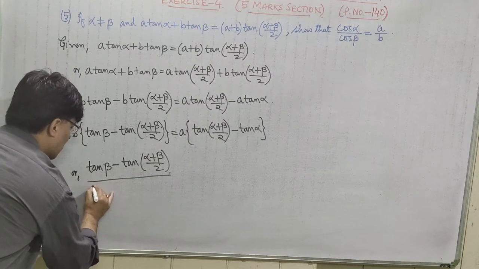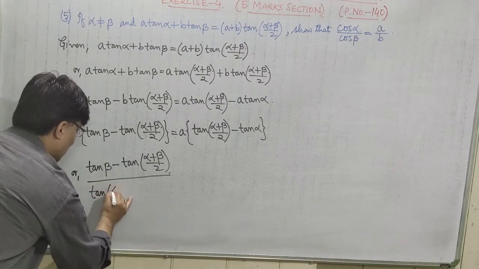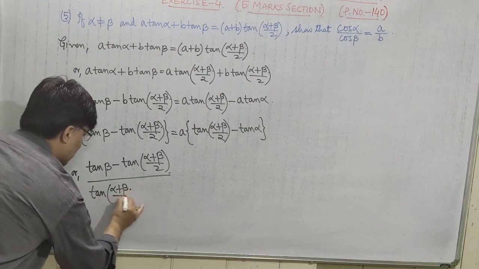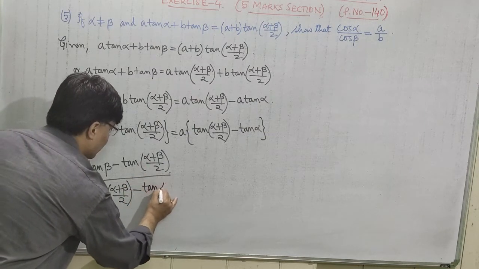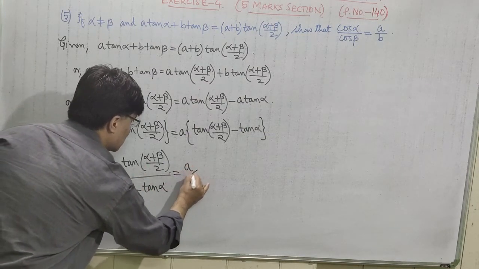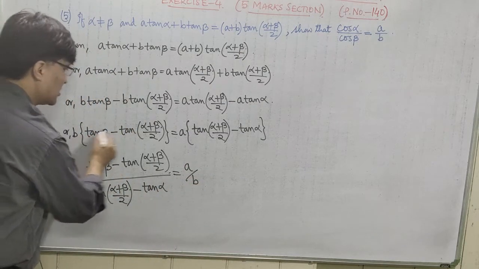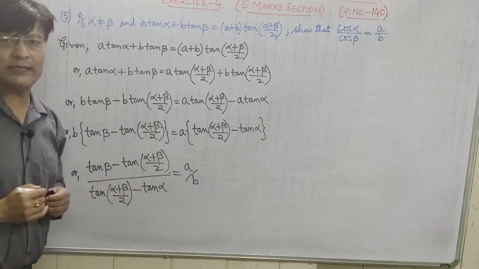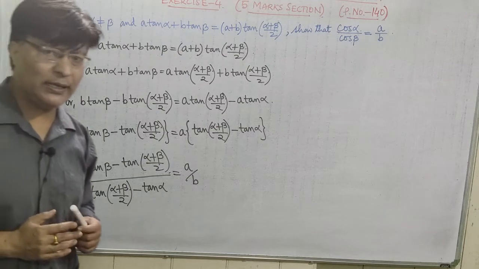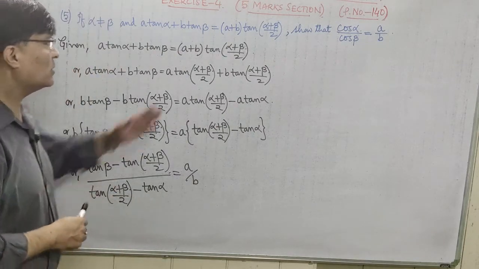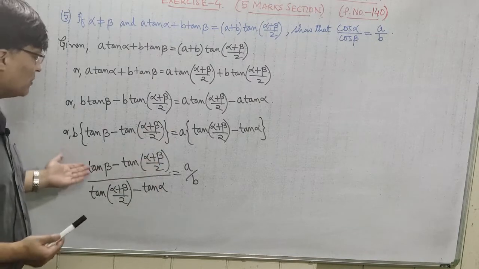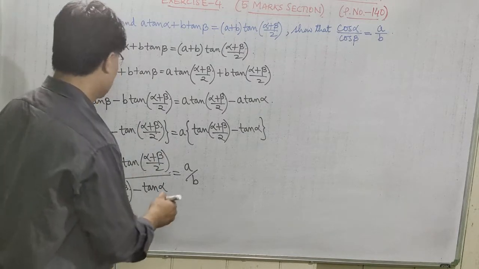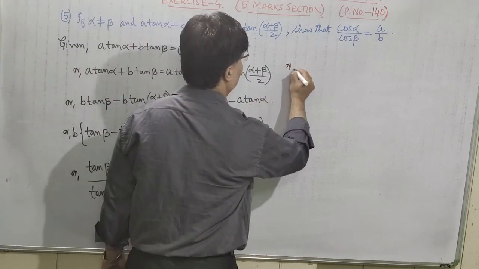So it goes to the denominator: tan of (alpha plus beta)/2 minus tan alpha, which is equal to A by B. Now B is taken to the right-hand side, so you should write it in the denominator. Okay, now we have got the right-hand side, that is A by B. Now you have to simplify the left-hand side, so let us simplify it now.